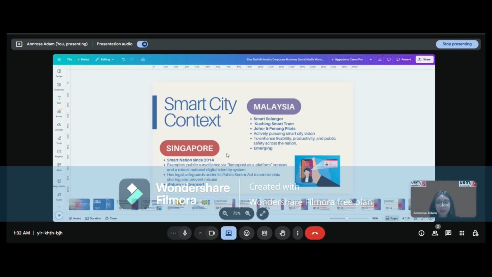In Singapore, the examples include public surveillance via lampposts as a platform, sensors, and a robust national digital identity system. They also created legal safeguards under its Public Sector Act to control data sharing and to prevent misuse. The system has matured and advanced over the years.